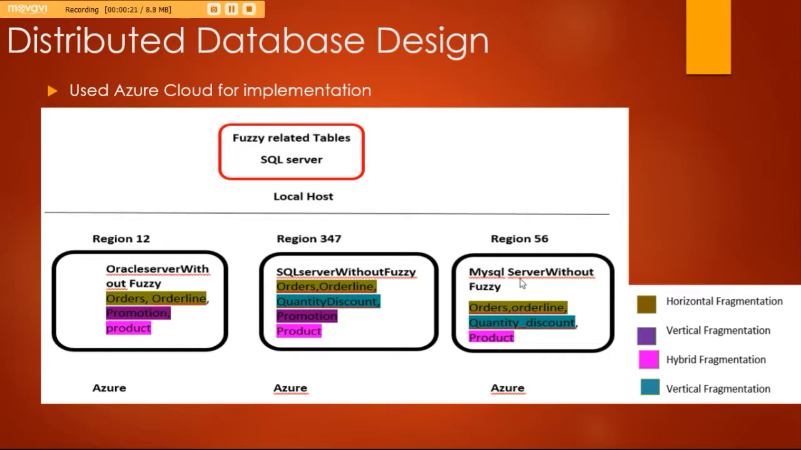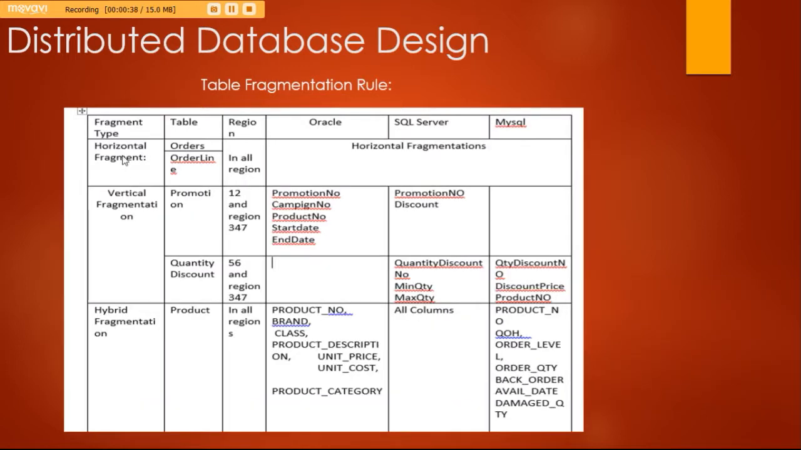MySQL database will have region 5 and 6 related tables, and SQL Server database will have region 3, 4 and 7 related tables. Also, we identified the tables that should be horizontally fragmented, vertically fragmented, and hybrid fragmented. This table depicts the columns that will be split for the vertical fragmentation and the tables, also in which schema or in which database those tables reside.